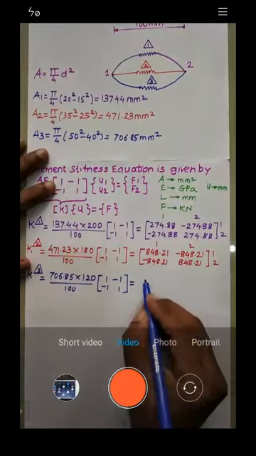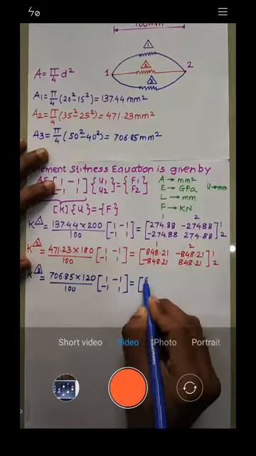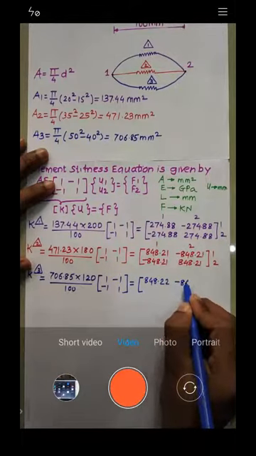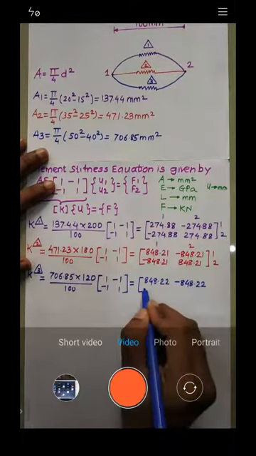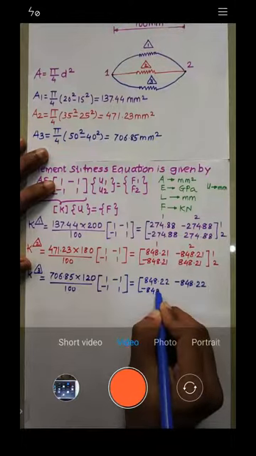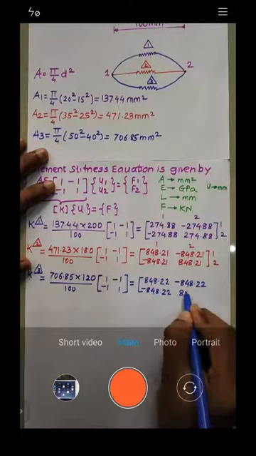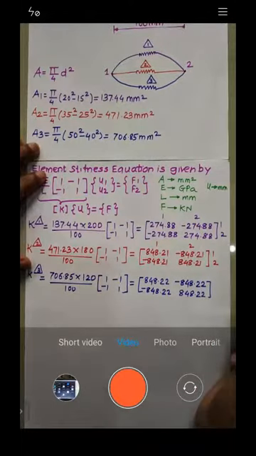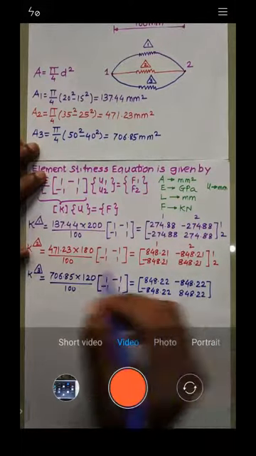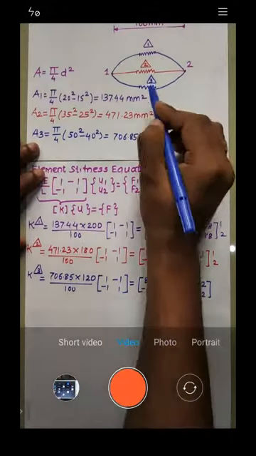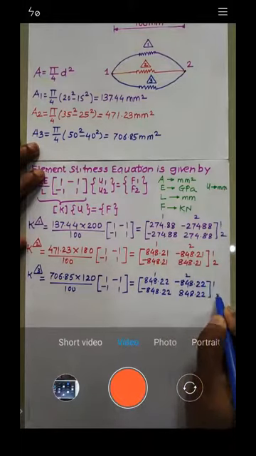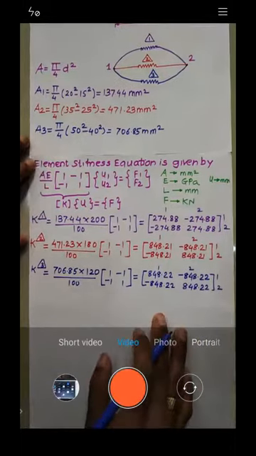So it will come as 848.22. Then this will come as minus 848.22. This will come as minus 848.22, and this is 848.22. Now, if you see this element number 3, it is again between node 1 and 2. So write down, this is 1, 2, and this is 1. 1, 2, 1. Is that okay?